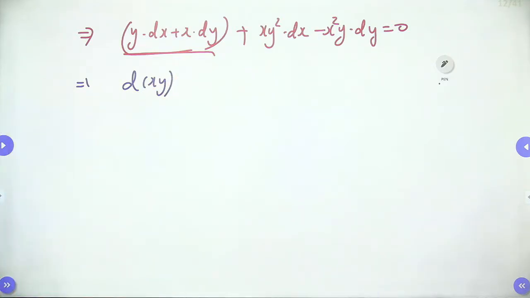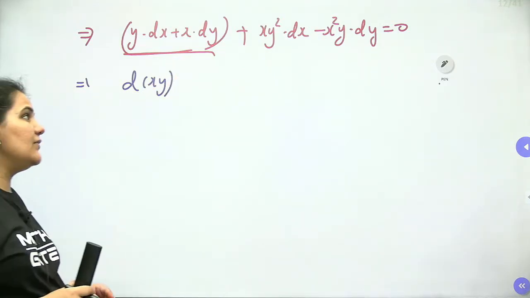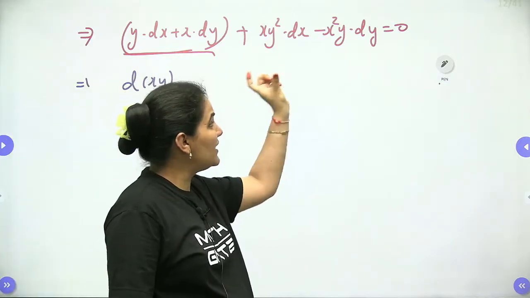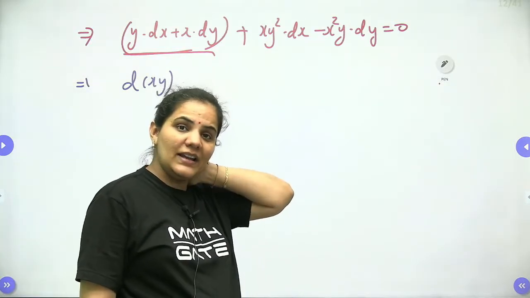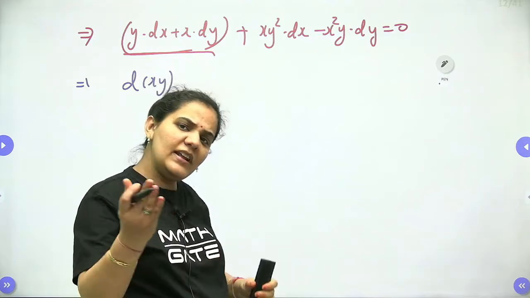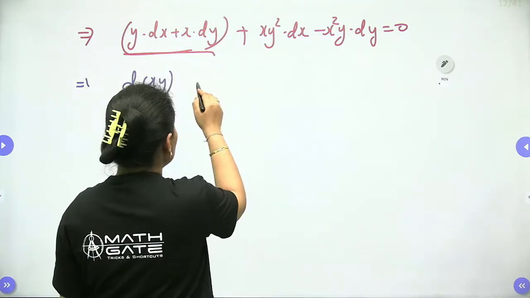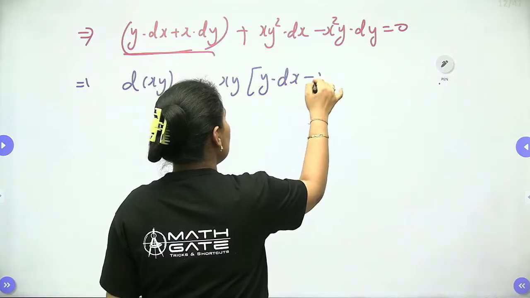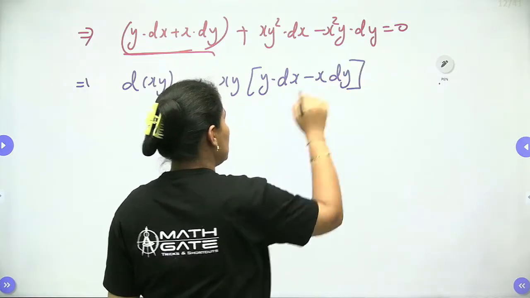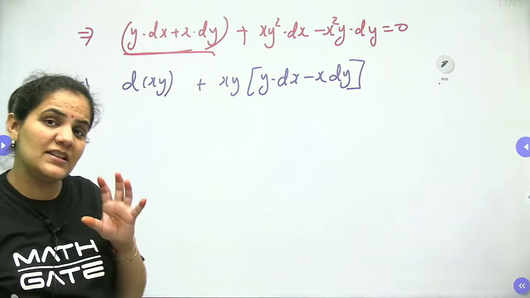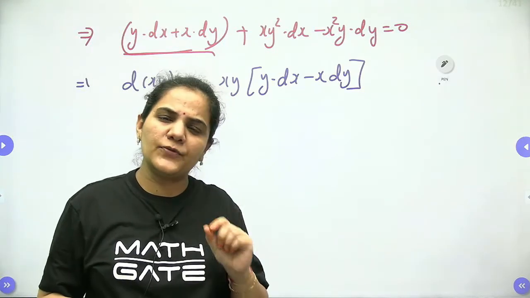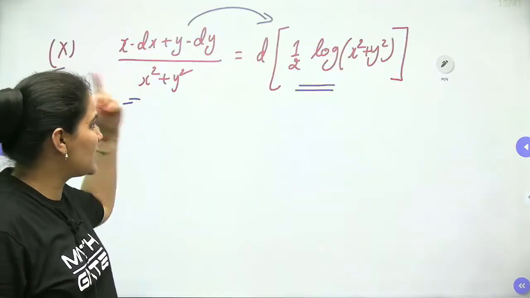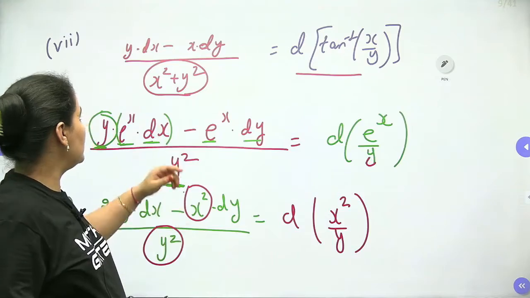Can we have any particular form? Exactly, we don't have any particular form right now. Can we take xy common from here? Yes, exactly, we can take it. It will be y dx - x dy for us. We learned a few forms for y dx - x dy. Let's come to those forms.